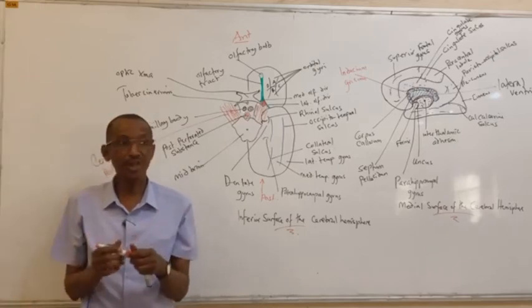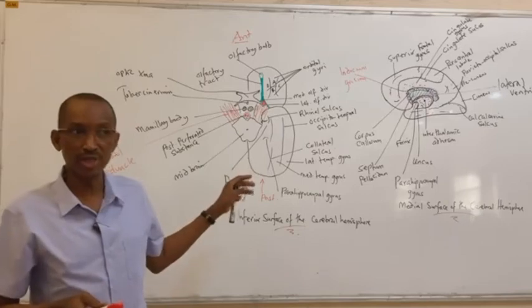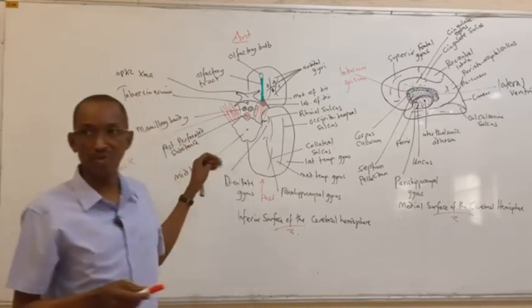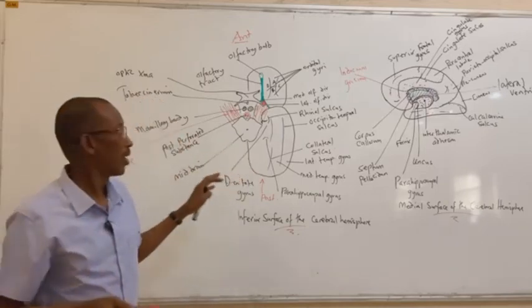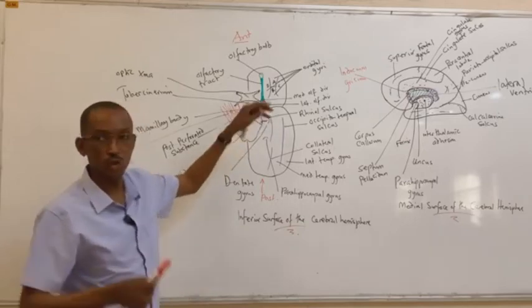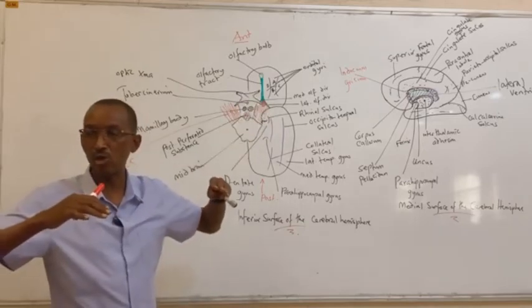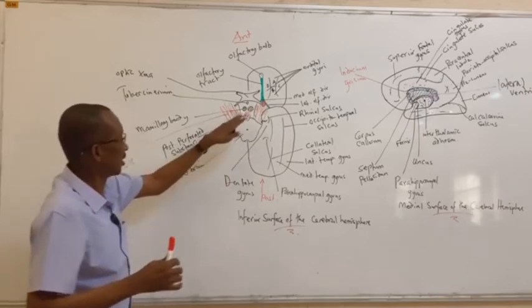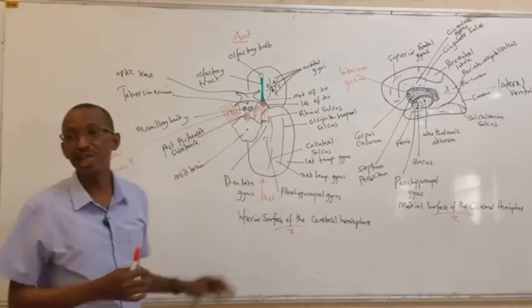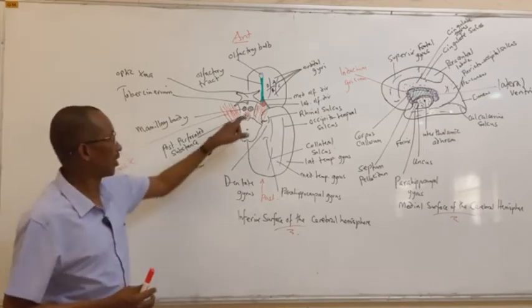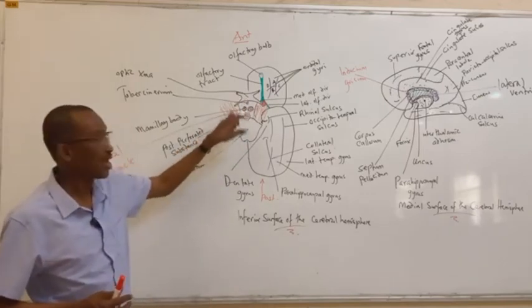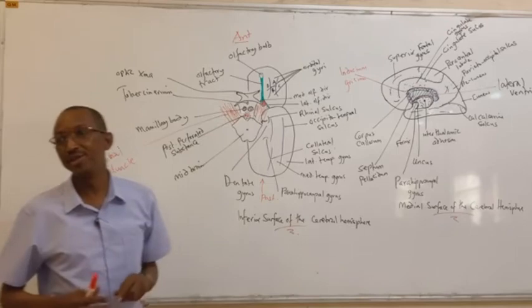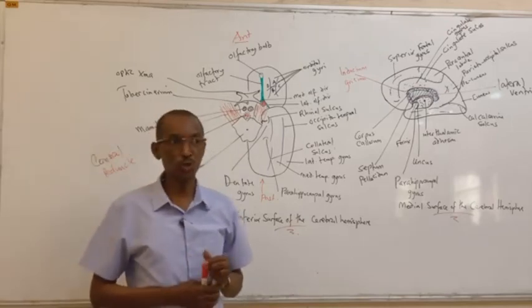So we have now seen the difference between the anterior perforated substance and the posterior perforated substance. This one is in relation to the two stems of the olfactory tract, while the posterior perforated substance is with regard to the interpeduncular fossa, where it is bounded anteriorly by the two mammillary bodies and posteriorly by the anterior aspect of the midbrain. So now we have seen that.